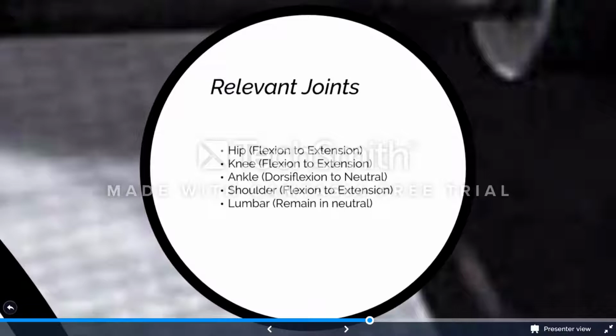The ankle will start in dorsiflexion and will use plantar flexion to get to neutral. The shoulder will start in flexion with a range of motion of 35 degrees and will use extension to get to neutral. The lumbar spine will remain in the neutral position.